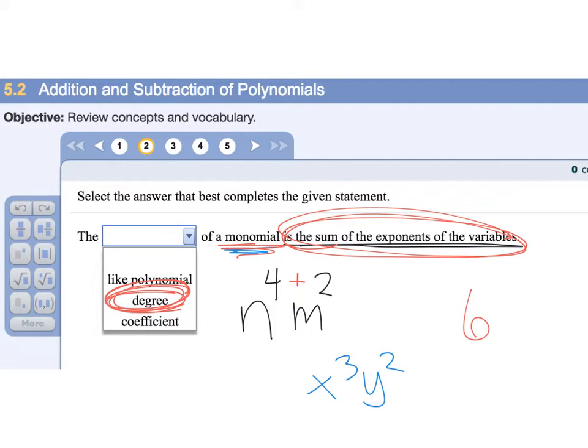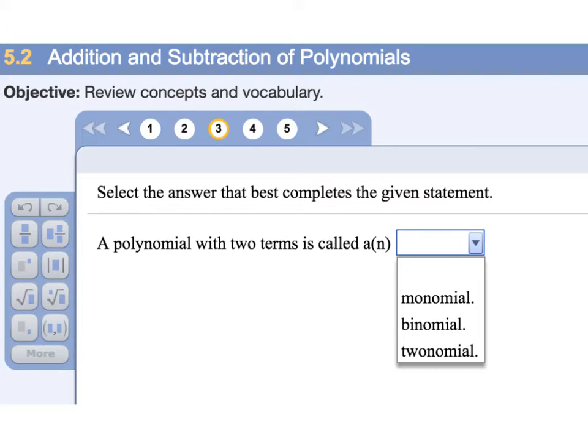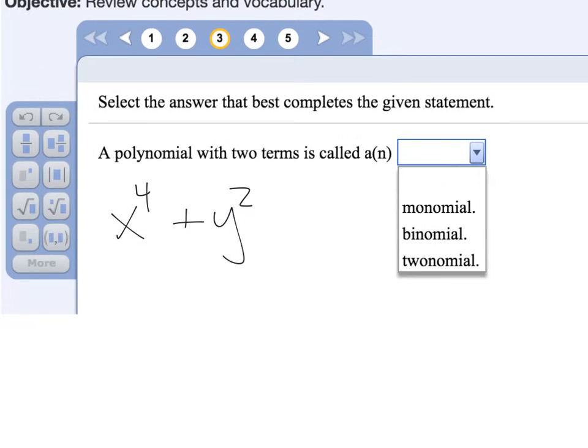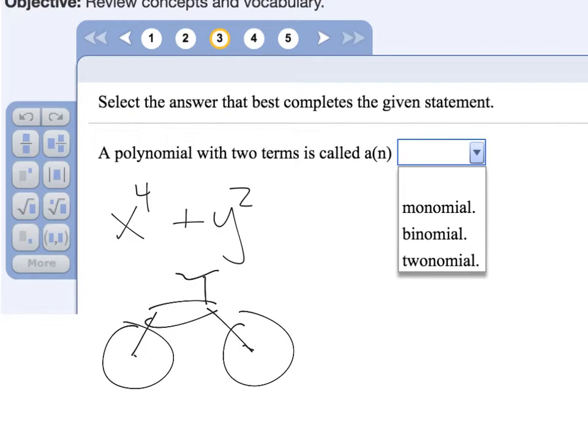So there you go. Now here, if you have two terms, like x to the 4th power plus y to the 2nd power, there's your two terms, right? Here's a term, here's a term. What is that called? Well, think about it. What is a vehicle that has two wheels? That's called a bicycle. So something with two terms is called a binomial.